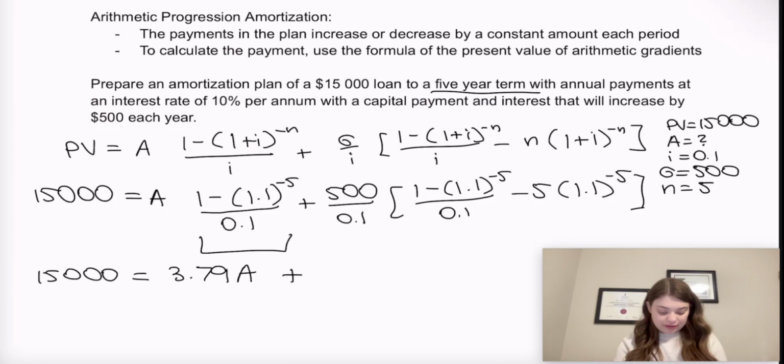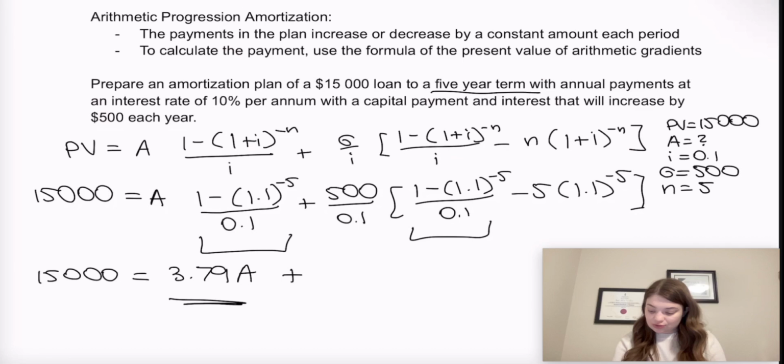So let's start with 1.1 to the power of negative 5 equals, and then 1 minus that number, and then divide by 0.1. And if we've done this correctly, because these two things here are the exact same, we should get approximately 3.79 there. We should get the exact same answer that we got for here.